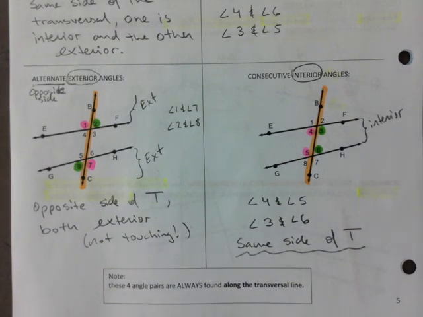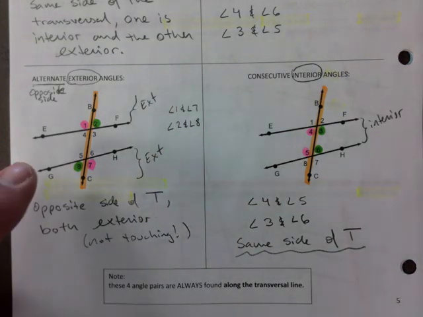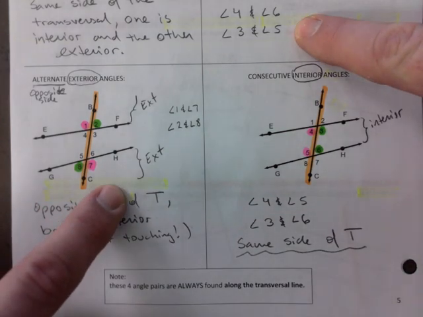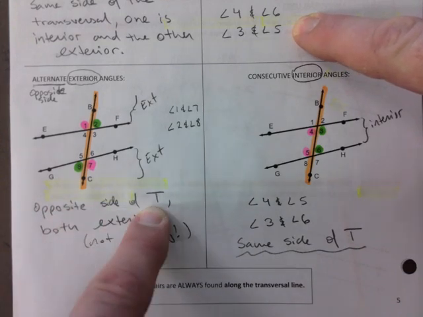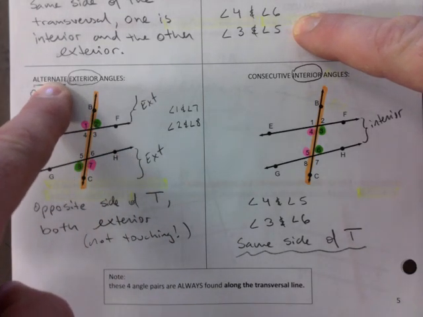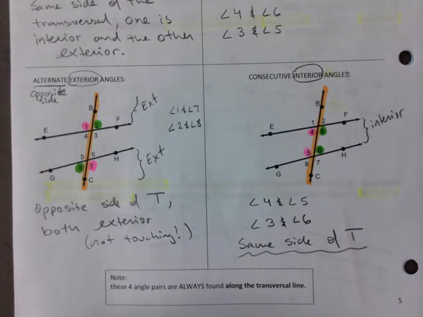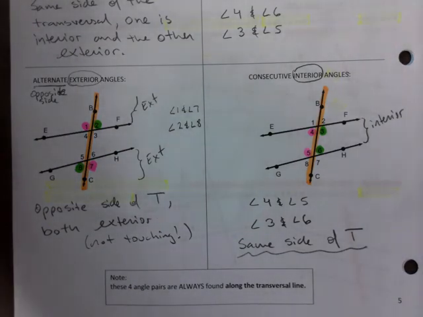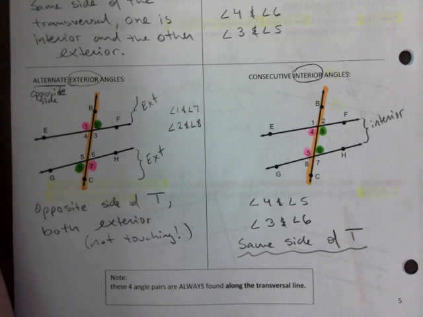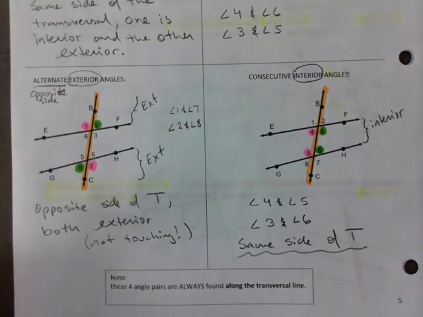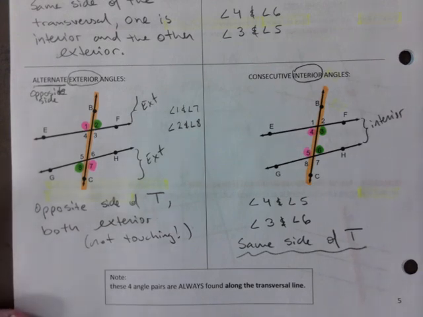I don't know if you noticed, corresponding and CIAs, they're on the same side of the transversal. Alternate exterior or interior, these two here, they're on opposite sides of the transversal, and the word alternate is the one that gives it away. Okay? Crisscross. All right.